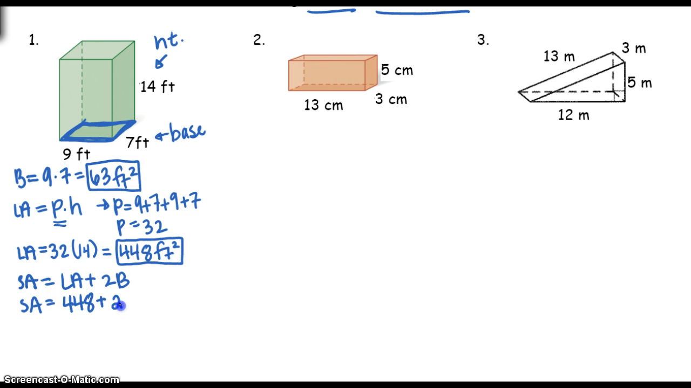Plus 2 times the bases. Well, what was your base? You found that too. It was 63. And then I would type that right into the calculator, so my full surface area is going to be 574 feet squared. There we go.